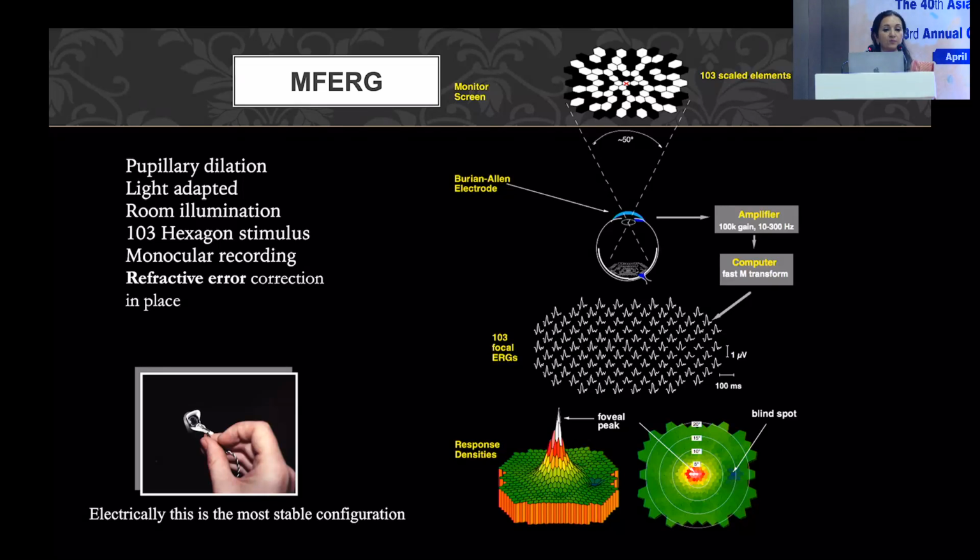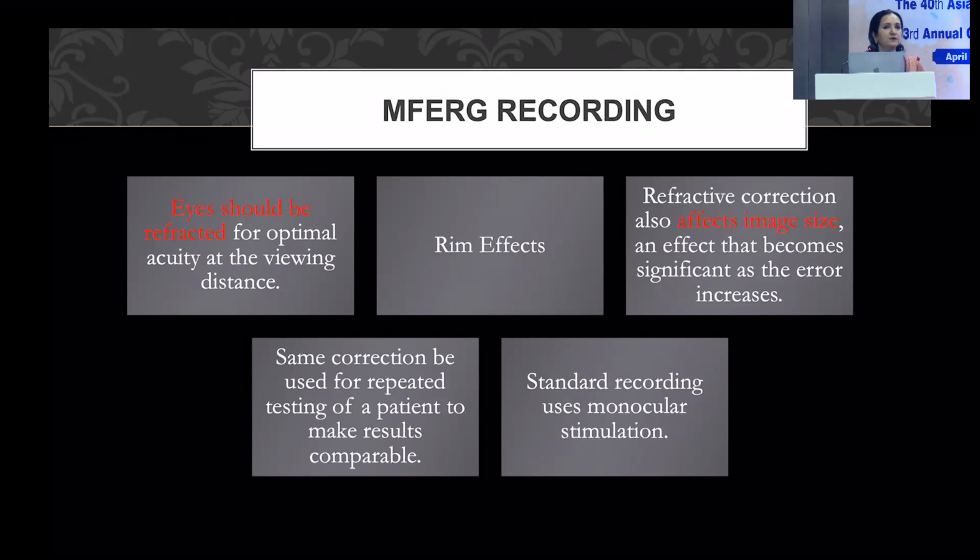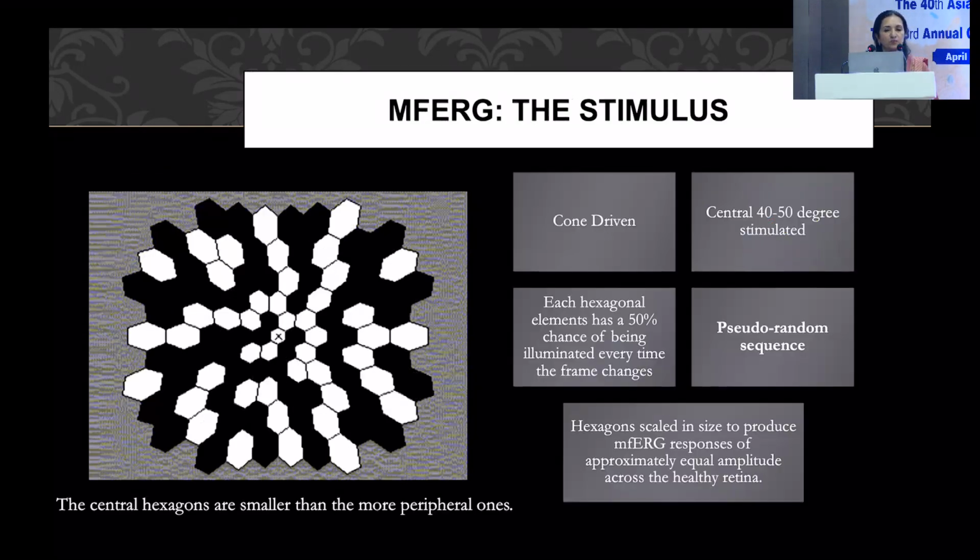As for the principle of how it is recorded: pupillary dilatation, light adaptation, and room illumination, and we have various stimuli which can be used. I'll show you the specific stimuli, and the electrode used is the Burian-Allen electrode. Fixation is of utmost importance because it is giving you topography. If the patient is fixating elsewhere, the whole topography changes. So the fixation should be monitored throughout, either in the form of crosses or rim spots in the center, and the refractive error correction has to be in place.